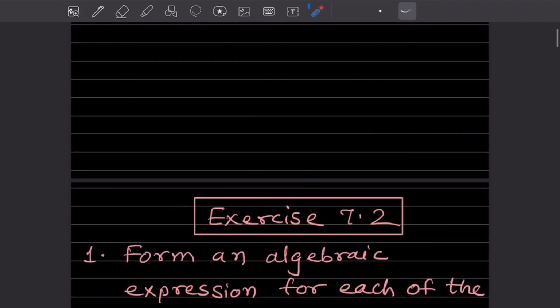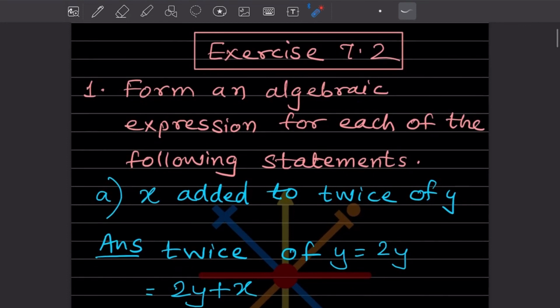Okay. Now let us go for the next one. What does this say? For exercise 7.2, form an algebraic expression for each of the following statements. X added to twice of y. Twice of y means 2 of y, and of means multiplication. So 2 into y, that is going to be 2y. And then to that x is added. So for 2y, x is added.